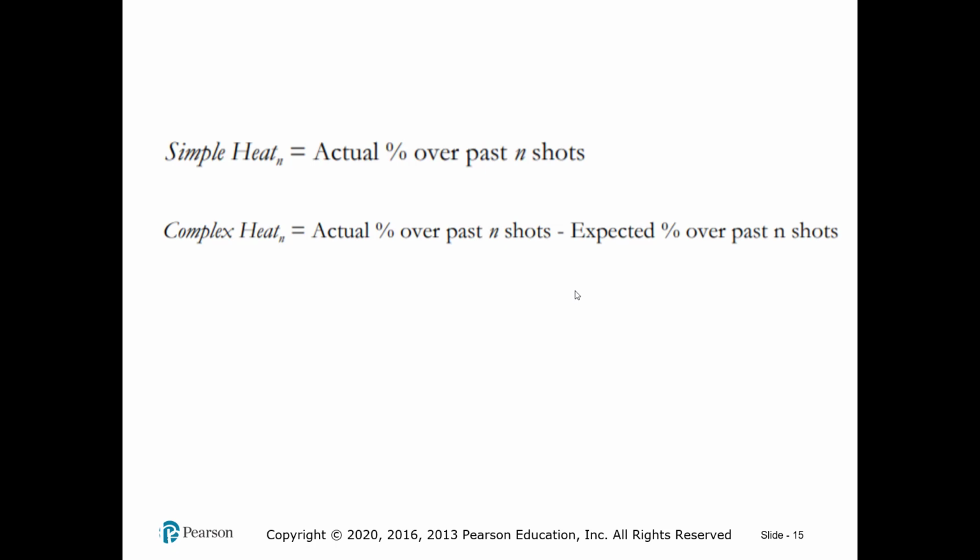The idea here is that simple heat is not a good measure because somebody might just take very simple shots all the time. They'd have a high percentage, but it doesn't mean they're actually doing well. The complex heat says how much better you're doing than would be expected given the average difficulty of the shots.